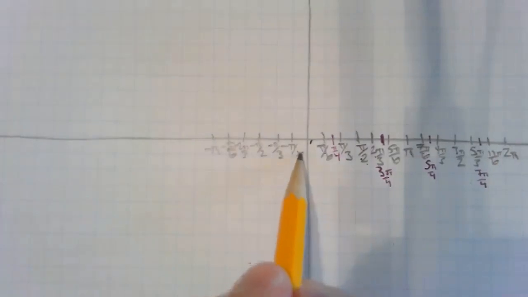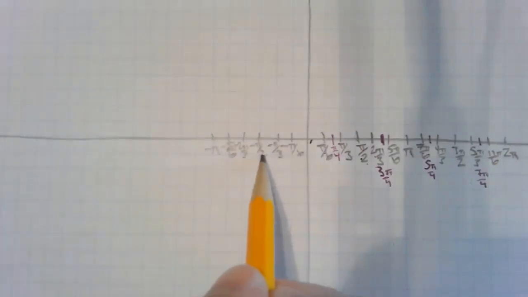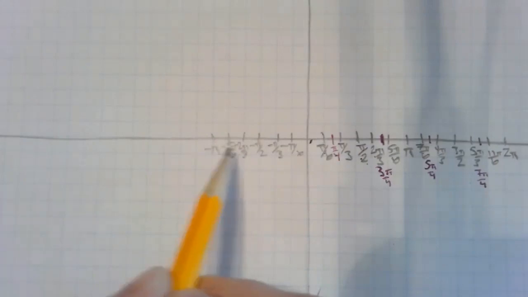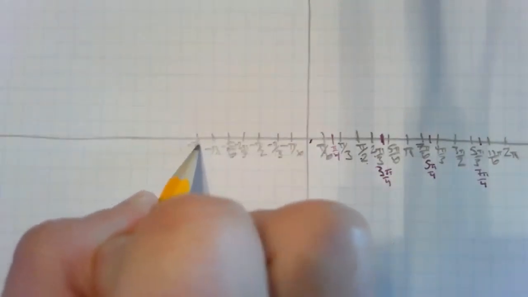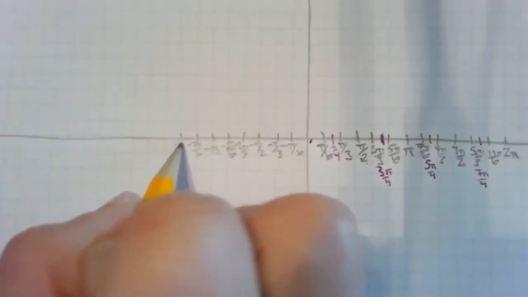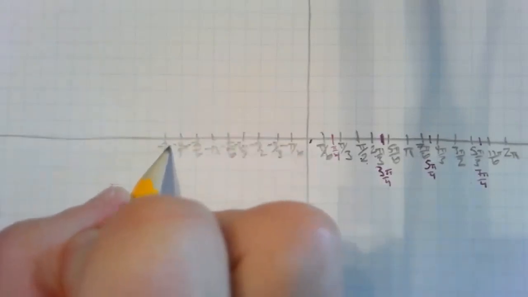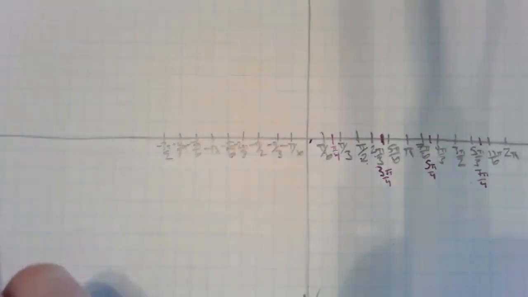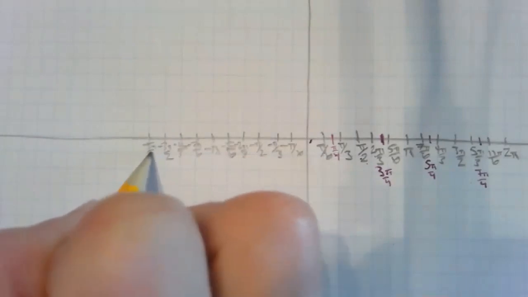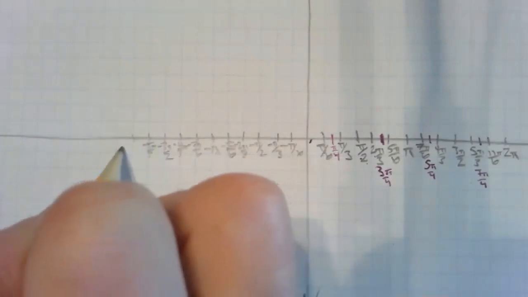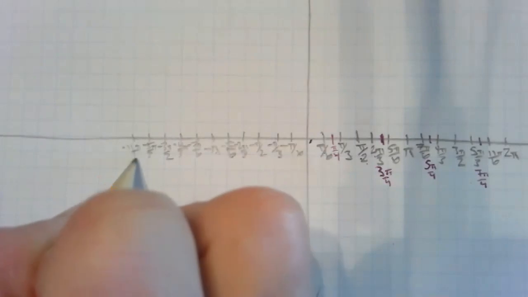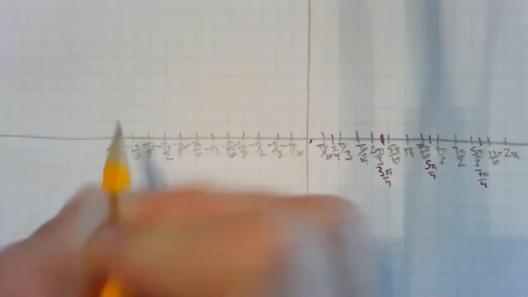And remember, it's negative 1 pi over 6, negative 2 pi over 6, negative 3 pi over 6, negative 4 pi over 6, negative 5 pi over 6, and negative 6 pi over 6 that we, of course, simplified. Then we have negative 7 pi over 6, negative 8 pi over 6, which is negative 4 pi over 3, negative 3 pi over 2, negative 5 pi over 3, negative 11 pi over 6, and negative 2 pi.